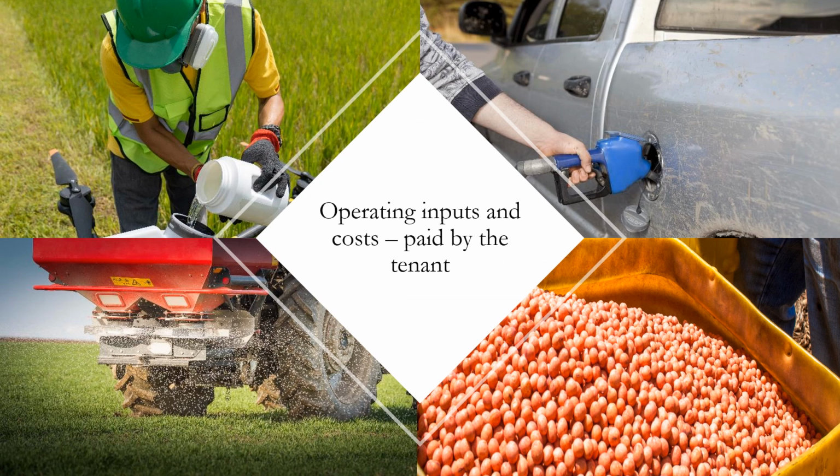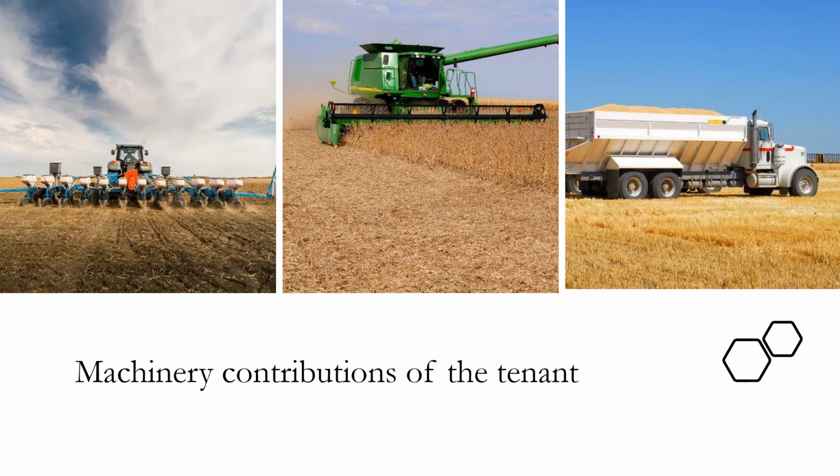In a cash lease, the tenant is normally responsible for all operating costs, such as seed, fertilizer, chemicals, insurance, and fuel. The quantity of each input used times the price paid is the tenant's contribution to production. The tenant also contributes the ownership costs of machinery and general business overhead.